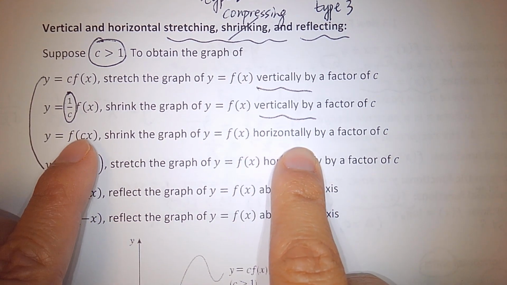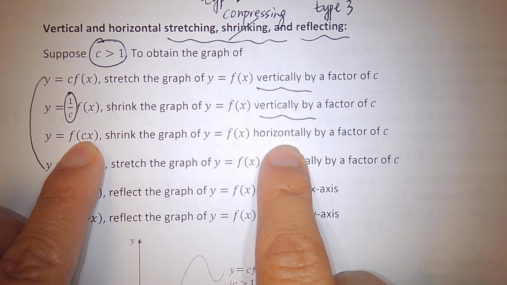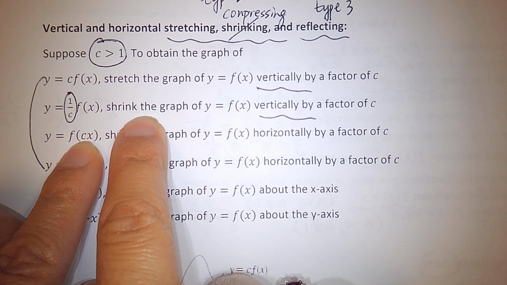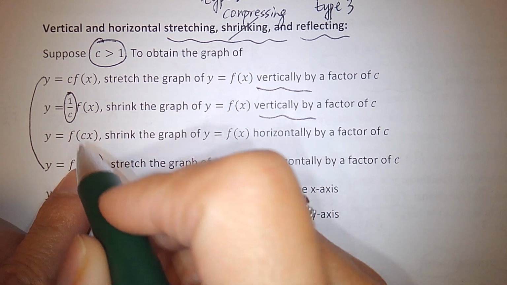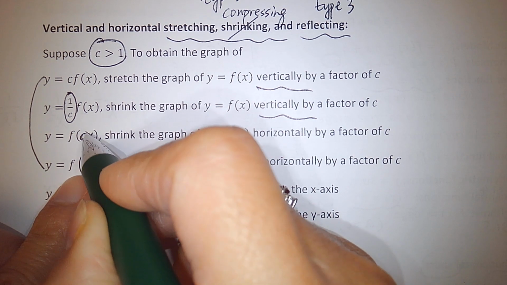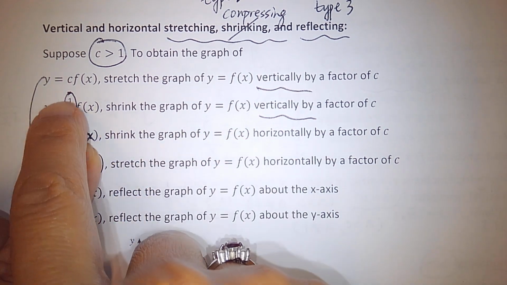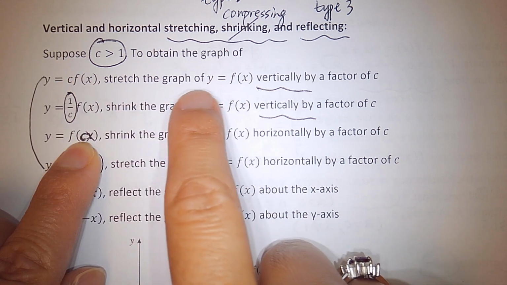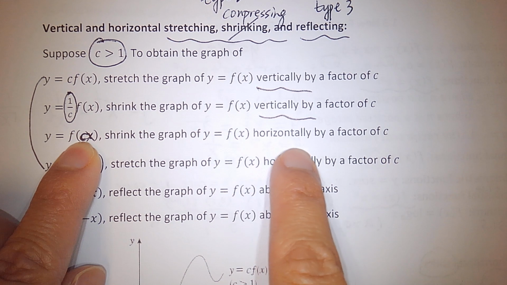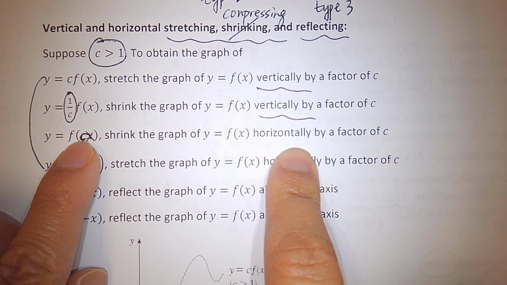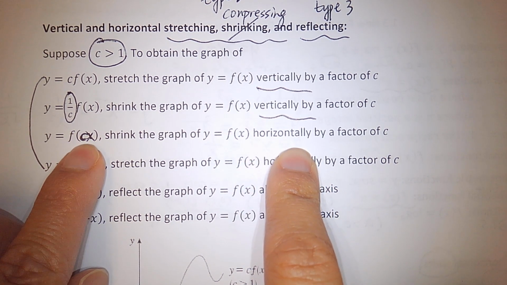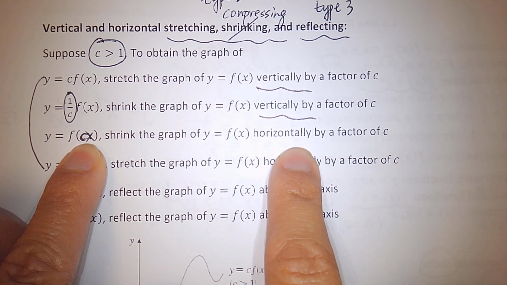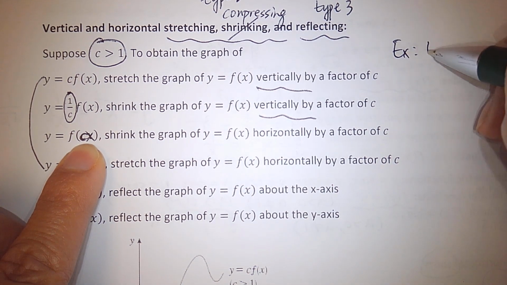Horizontally, guys, it's slightly different from the vertical compressing and shrinking. We're compressing when we replace the x by c times x, where c is greater than 1. For the vertical stretch and shrink, if c is greater than 1, we vertically stretch. However, horizontally, if we replace x by c times x, c is greater than 1, horizontally we have to compress.